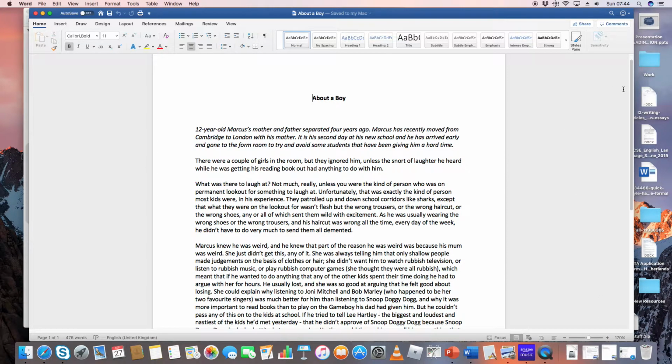Okay, so like it says, 12-year-old Marcus's mother and father separated 4 years ago. Marcus has recently moved from Cambridge to London with his mother. It's his second day at his new school. He's arrived early, gone to the form room to try and avoid some students that have been giving him a hard time. There were a couple of girls in the room, but they ignored him, unless the snort of laughter he heard while he was getting his reading book out had anything to do with him. What was there to laugh at? Not much, really. Unless you were the kind of person who was on permanent lookout for something to laugh at.